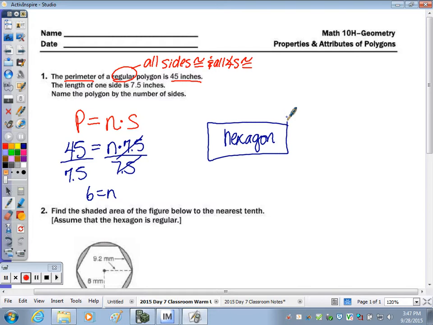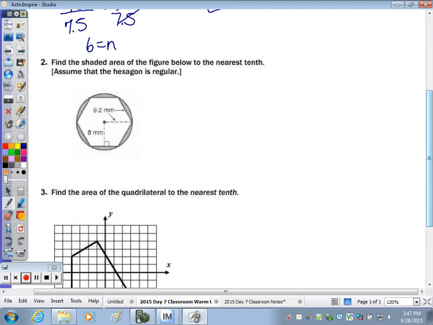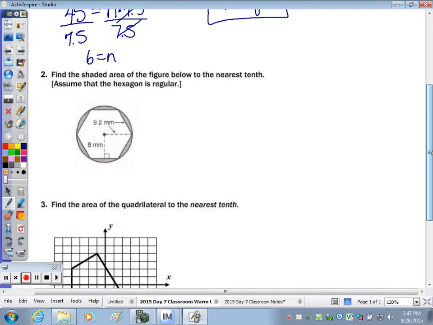And number 2, we have to find the shaded area of the figure to the nearest tenth, so we're going to round. And it says in brackets, assume that the hexagon is regular. So all sides the same, all angles the same. To find the shaded area, I need to find the area of the shaded circle and subtract the area of the hexagon.